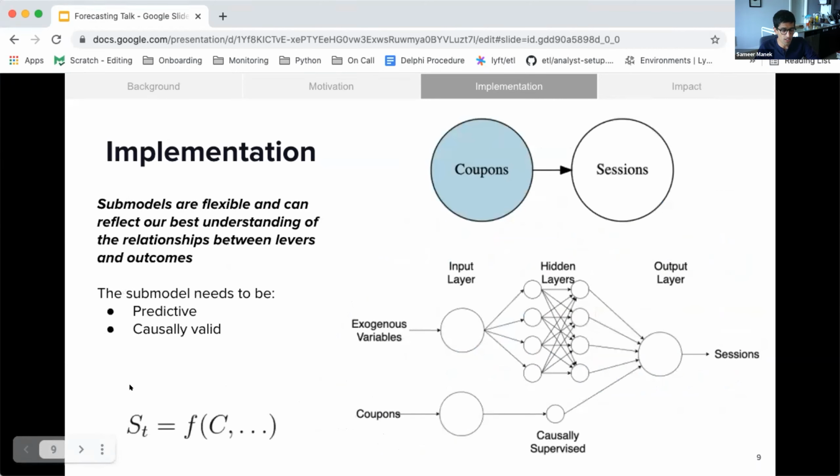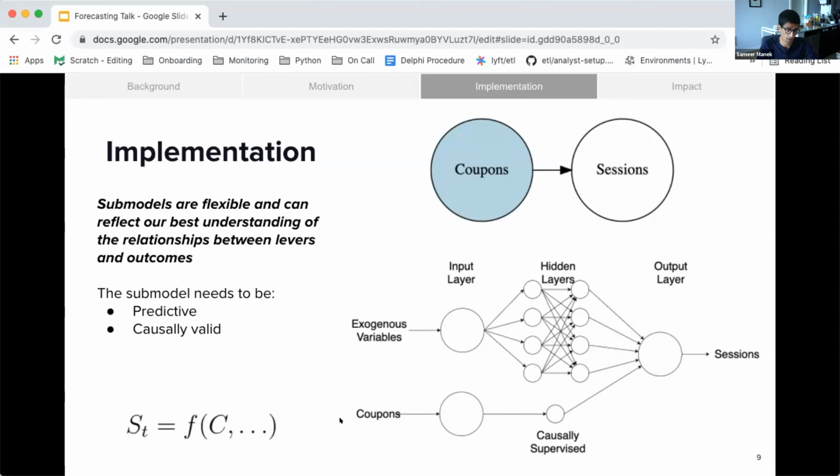And then using this structure, we're able to implement submodels. Again, the submodels are just the arrows. For example, we could implement a coupons to session submodel using a multi-layer neural net shown here with some correlational relationship to the exogenous variables and a causally supervised relationship to the coupons. This part's a little bit important. In order to obey our interface, we require the submodels to be both predictive and causally valid. That is to say, along the causal path.